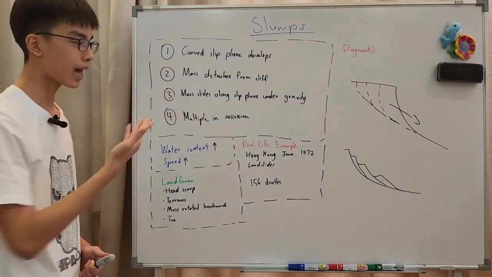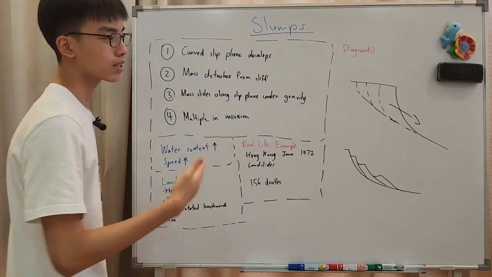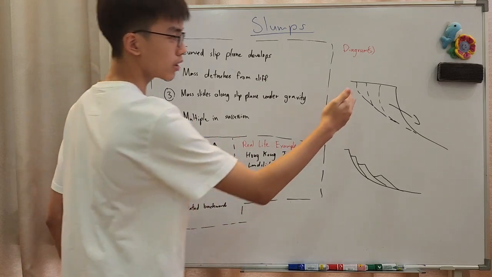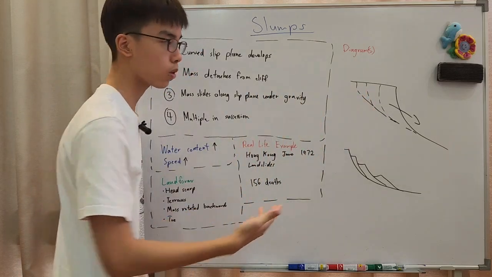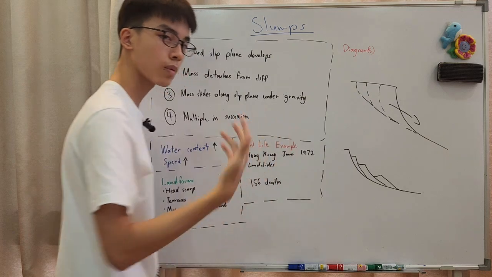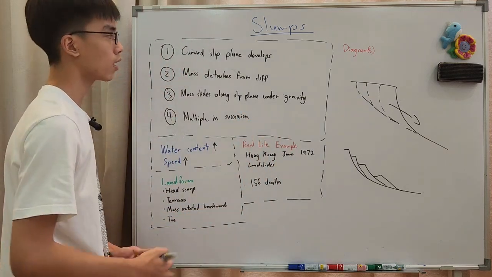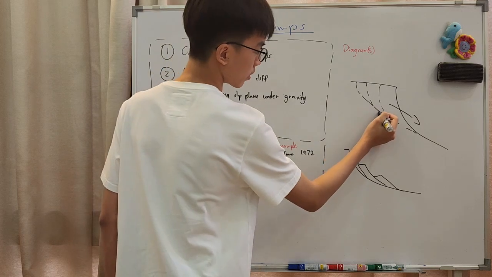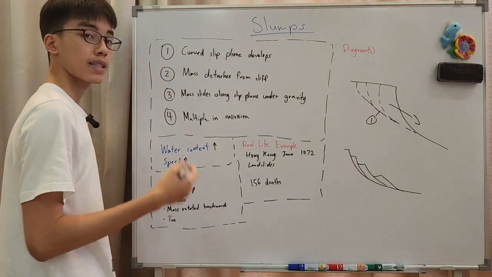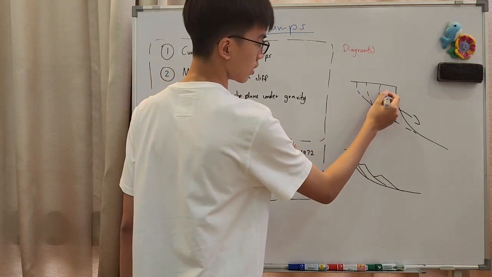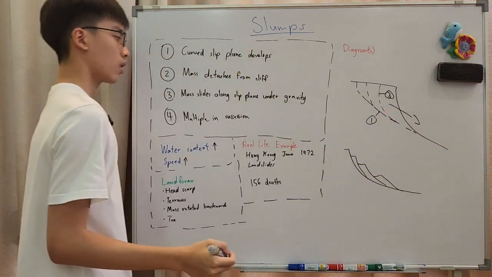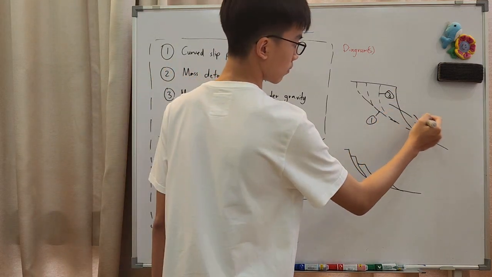Again, it happens in multiple succession because often they initiate each other. When this falls, this mass will stop having its support, so this will fall, and this mass will stop having support. Maybe add some water, rain in, and it will fall as well. So curved slip plane develops, mass detaches. You can draw maybe these, and then it starts moving under the influence of gravity.